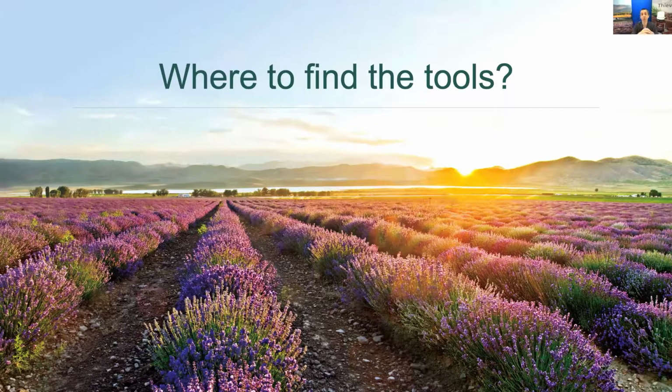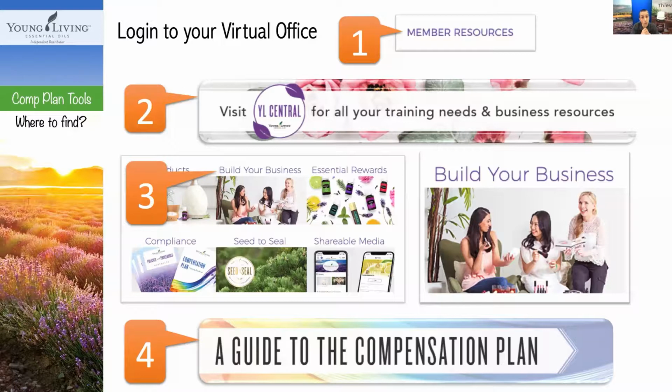You want to get familiar with where you can find all of the compensation plan tools and guides and resources. You need to log into your virtual office. When you're in your virtual office, you can click on where it says number 1 there, member resources. And then number 2, you click on the YL Central icon. And then 3, the build your business icon. And then number 4 is a guide to the compensation plan.